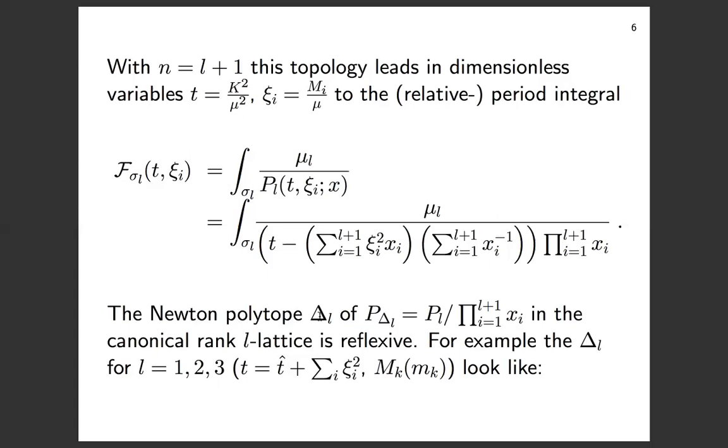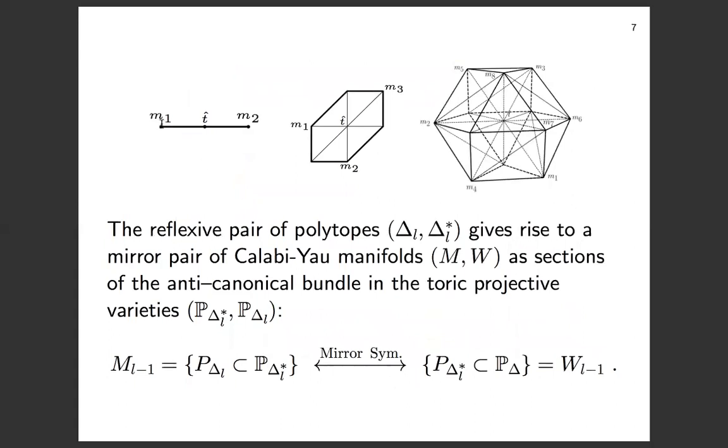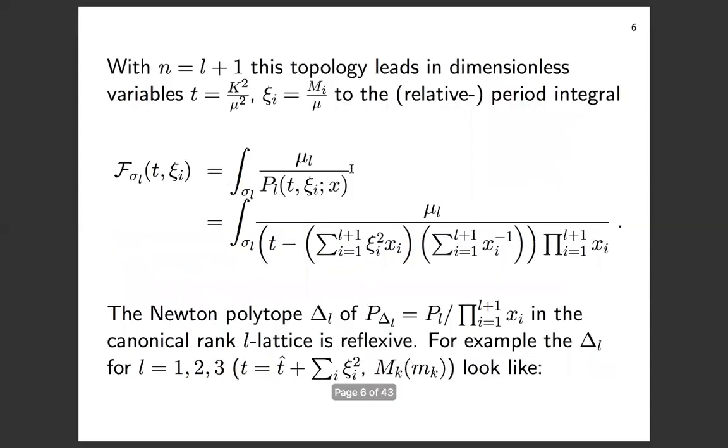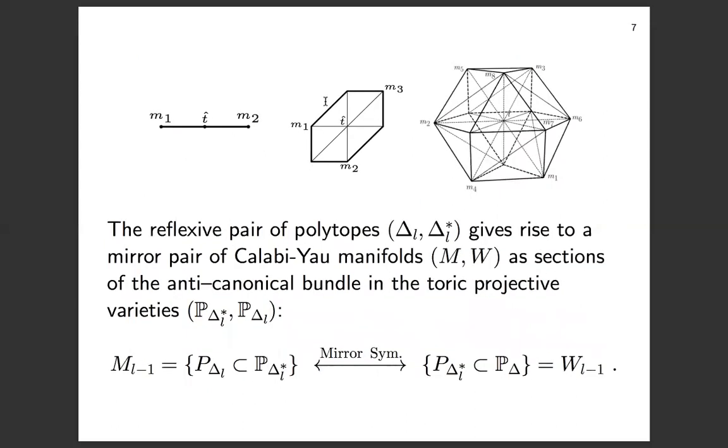when you take the Newton polytope of this polynomial divided by this factor here, then you find that this is actually reflexive in a canonical rank L lattice. And if you draw the first ones, then you see, okay, in one dimension it's like this. In two dimensions, it's like the blow up of P2 in three points. And it happens that these three points correspond to something which is related to the mass parameters here. But if you draw it, the Calabi-Yau associated to this would be an elliptic curve. This is just a rational curve, and this is a K3 surface.